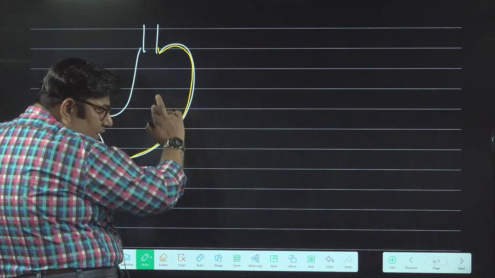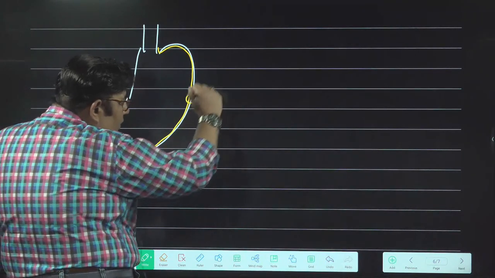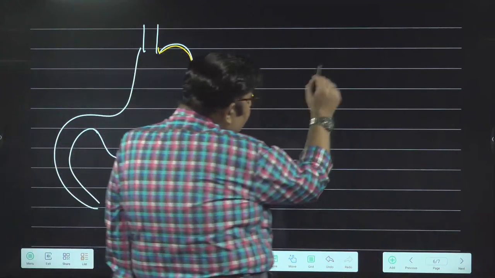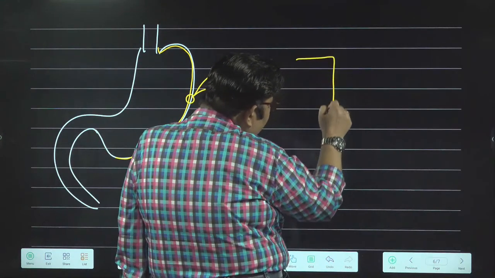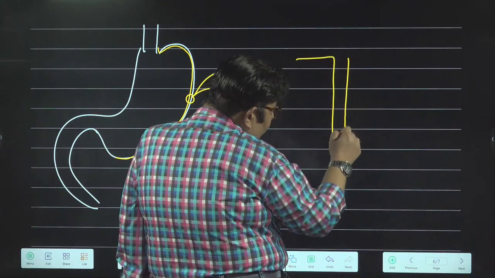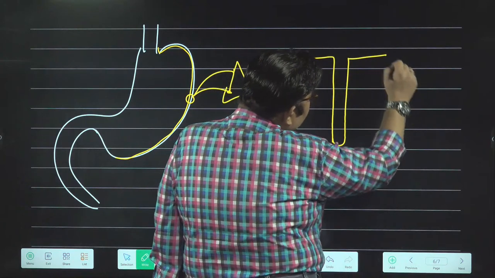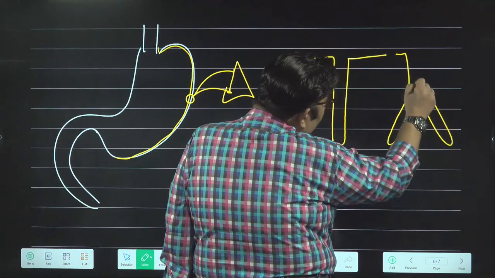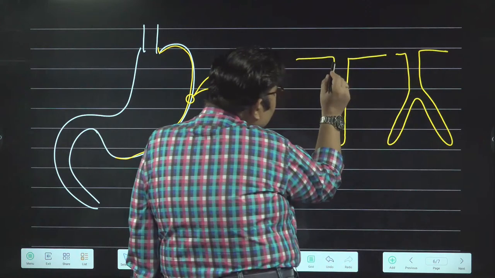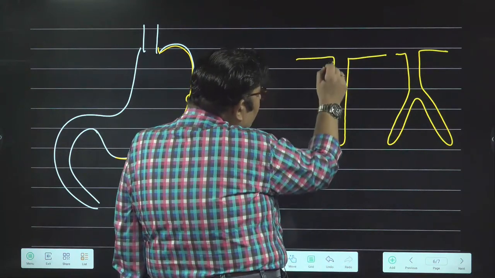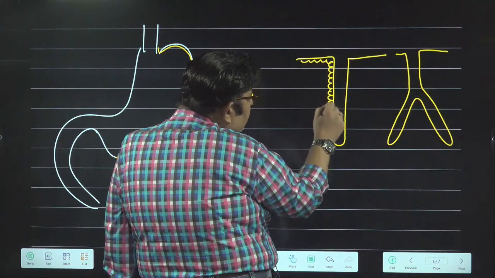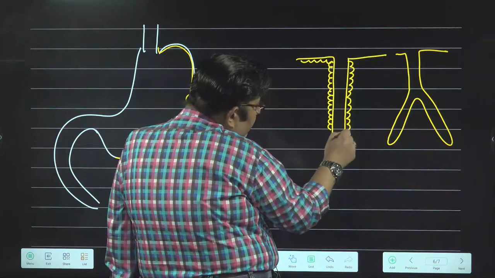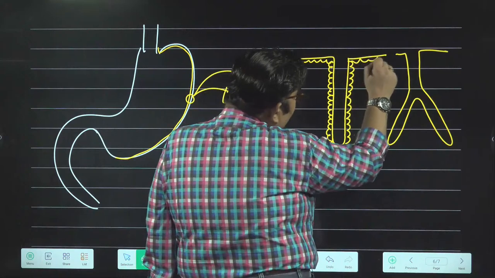But the gastric gland, so if I have to show you how the gastric glands have come, let me show you gastric glands. So these glands are tubular. They are simple tubular or simple branched tubular, like this. So now, if I have to think of what is this cell, this is just the same epithelium of the mucous membrane, just modified.